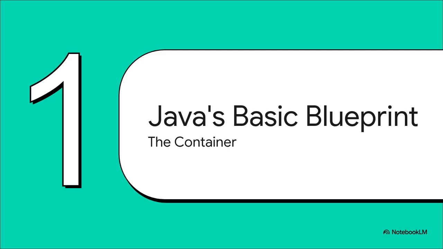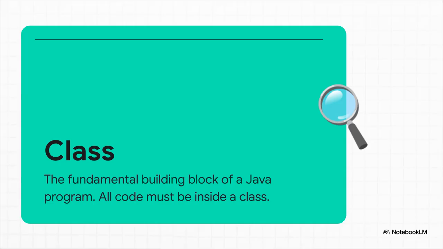First things first, we need to understand the basic blueprint, the container that holds this whole thing together. And in Java, that container has a name. It's called a class. You have to remember this. In Java, every single piece of code has to live inside a class. It's kind of like a house, right? Before you can put any furniture or people inside, you have to actually build the house first. The class is that house.